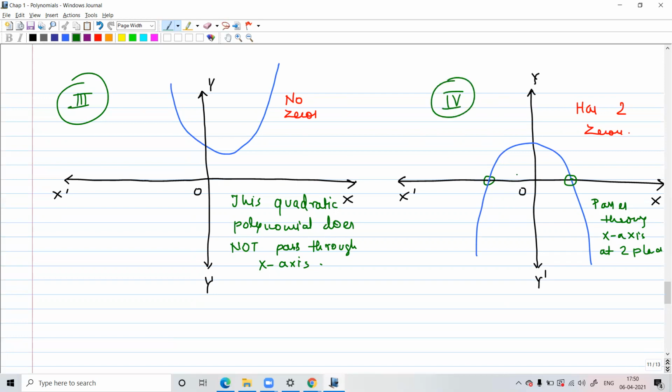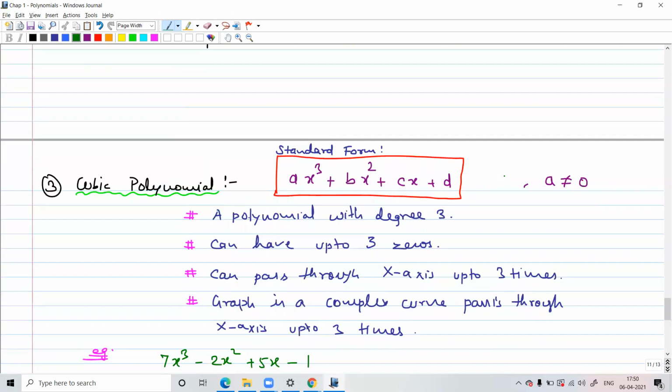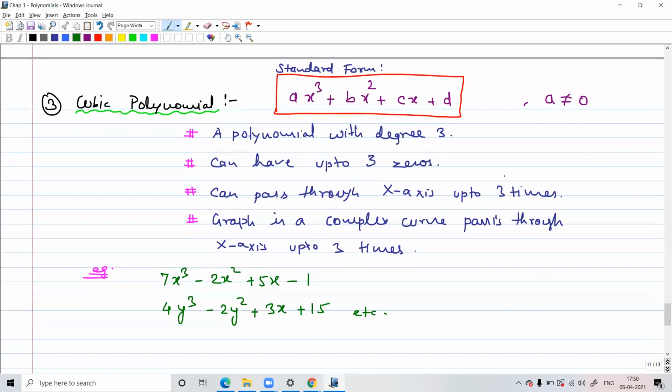And the fourth one I have just shown you because you should know that the parabola can be inverted also, depending on what the coefficients are. So this is just another quadratic polynomial. This has two zeros because it is passing through the x-axis at two different places. Okay. So if anyone has any questions, you'll stop me. Otherwise, I'll keep on going.